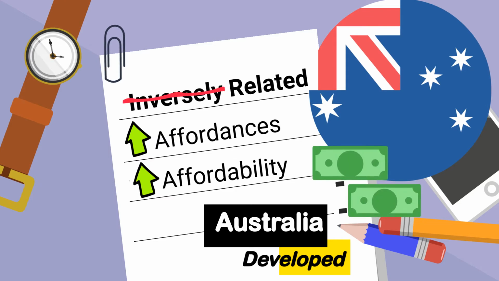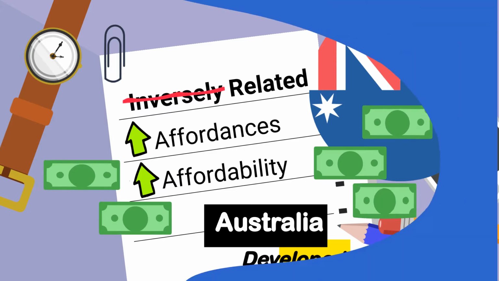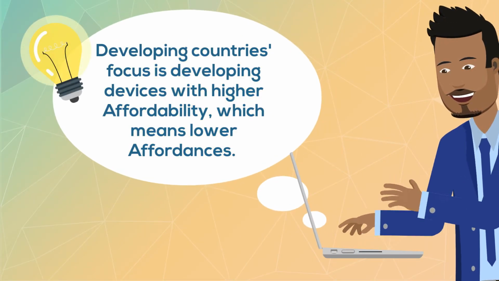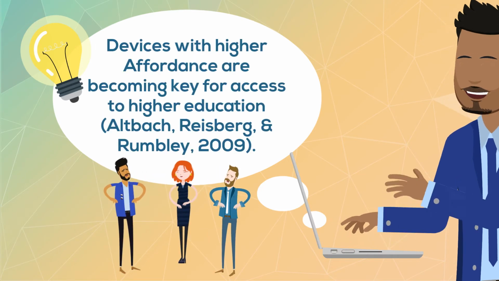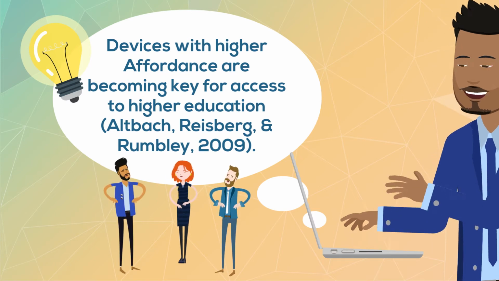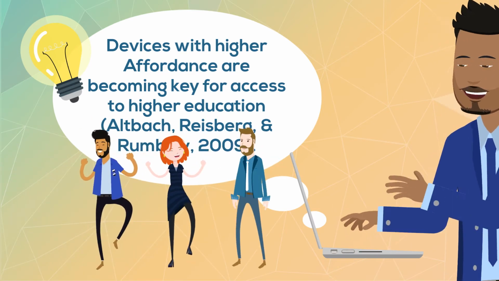However, Australia, being a wealthy and developed country, is lucky that we have access to higher affordance technology and also have a higher affordability. In developing countries, their focus is creating devices with higher affordability, which means lower affordances. Unfortunately, this means that developing countries are disadvantaged as devices with higher affordance are becoming key for higher education. However, this accessibility issue is slowly being lifted with the introduction of cheaper smartphones.